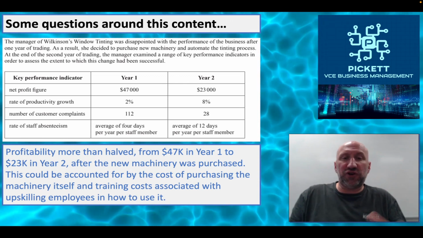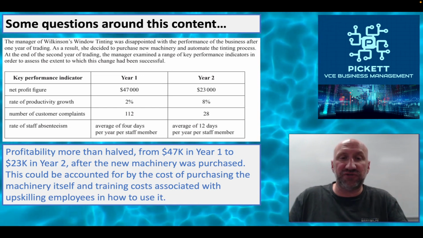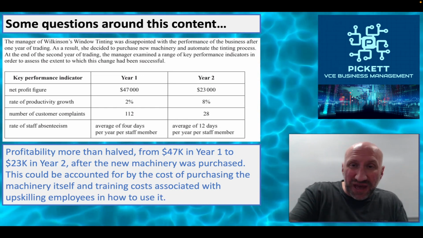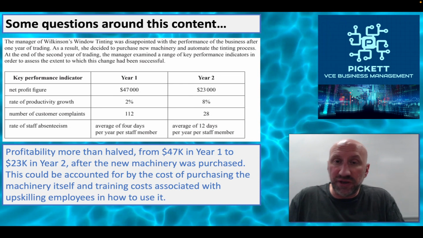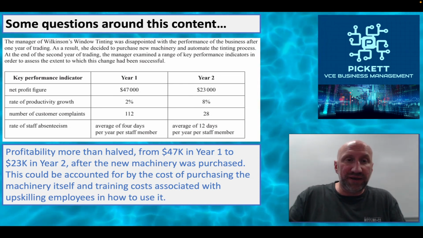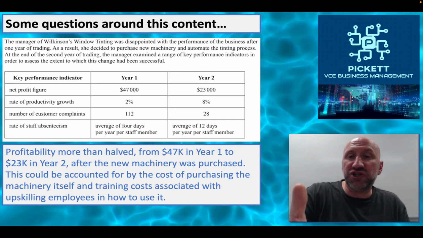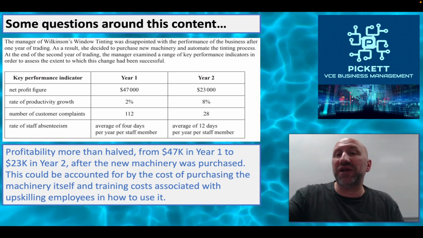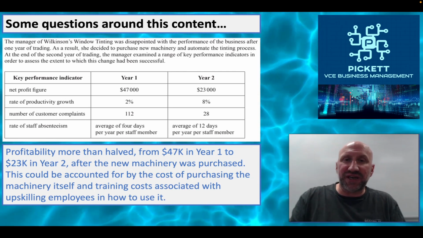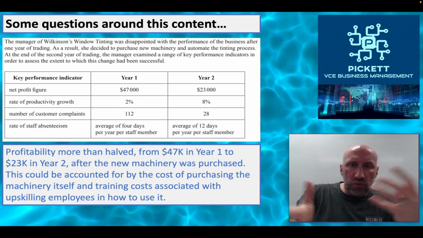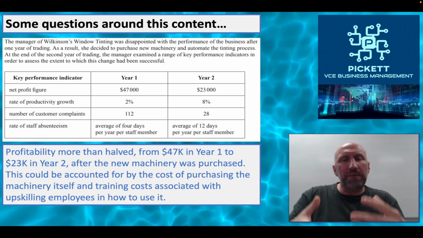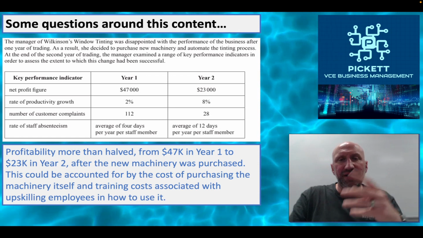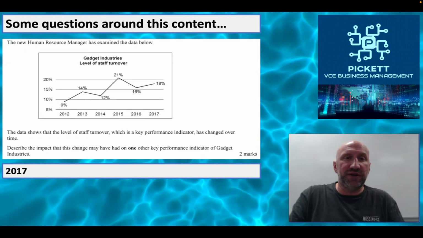So that impact on profit could actually be accounted for by the cost of buying the machinery itself and then any training costs associated with teaching the employees how to use it. So that profit figure in year two might actually be completely explained by the cost of the machinery. For example, if the machinery cost you $100,000, take that out of the equation, year two profit would have been $123,000. So again, hopefully you can see, all you need to do is look at the KPIs. What are they telling us? Is this good? Is this bad? What might explain that move in KPI? So that's, I think, a good example to look at, and that's something you'll need to be able to do with questions.